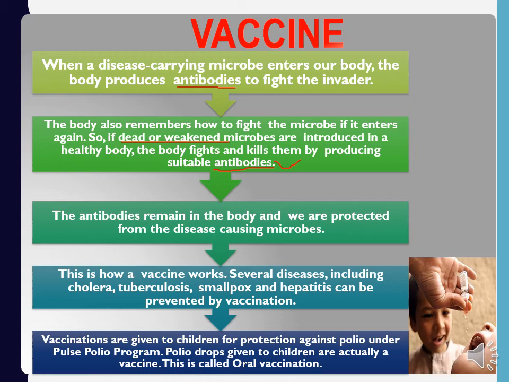Several diseases including cholera, tuberculosis, smallpox and hepatitis can be prevented by the process of vaccination. Now, vaccinations are given to children for protection against polio under the Pulse Polio program. Polio drops given to children are actually a vaccine. You might have seen some advertisements based on this. Well, this is called oral vaccination. So, vaccination can be done either with the help of injections or in the oral way as well. Even your pets would be given some vaccination at regular intervals of time.